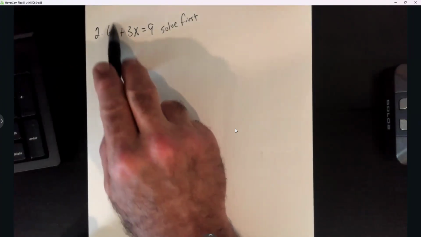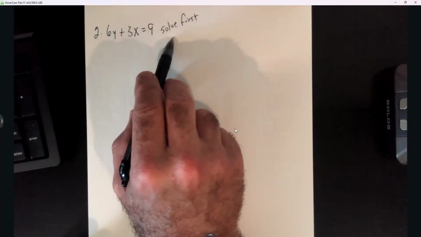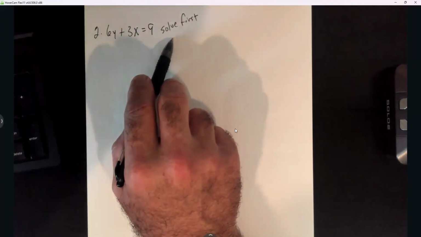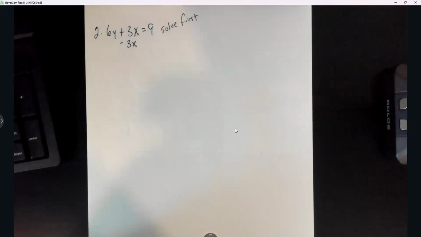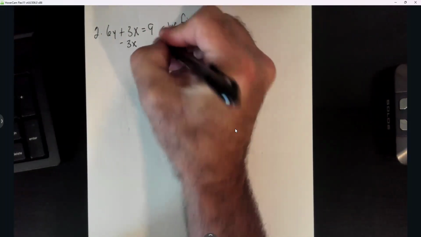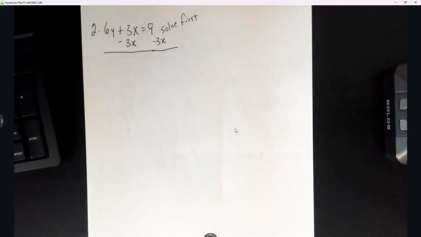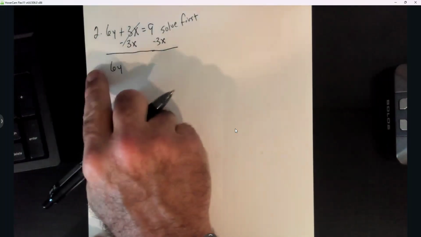So the first move is to get the 6y by itself. So I'm going to move this 3x to the other side. Now, to move stuff from side to side, you're either going to add or subtract. So since this 3x is positive on this side, you would come in and subtract 3x from both sides. And that's one of the golden rules. What you do to one side of an equation, you do to the other, right? So what happens? This side, I get my 6y. Them canceled out on the left side.